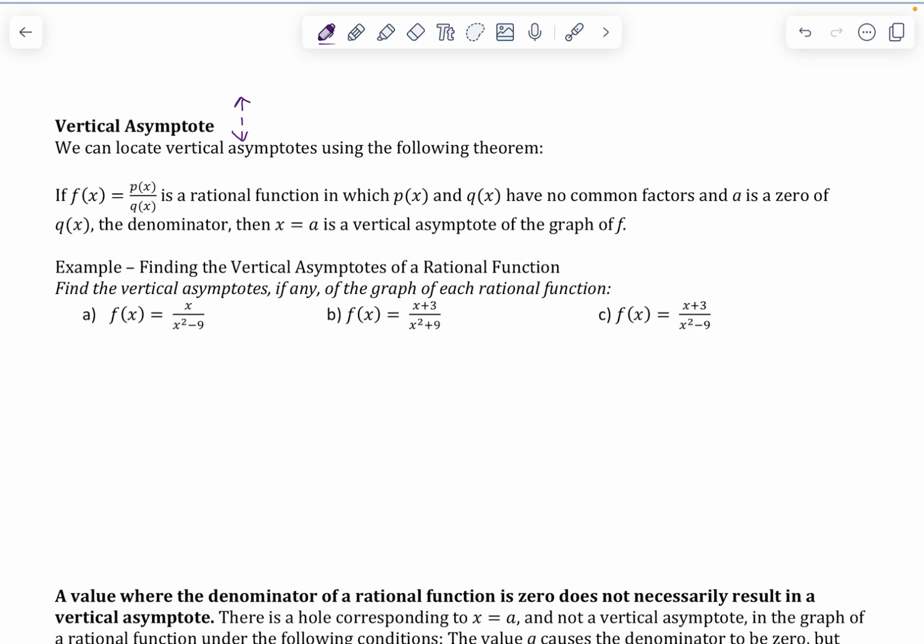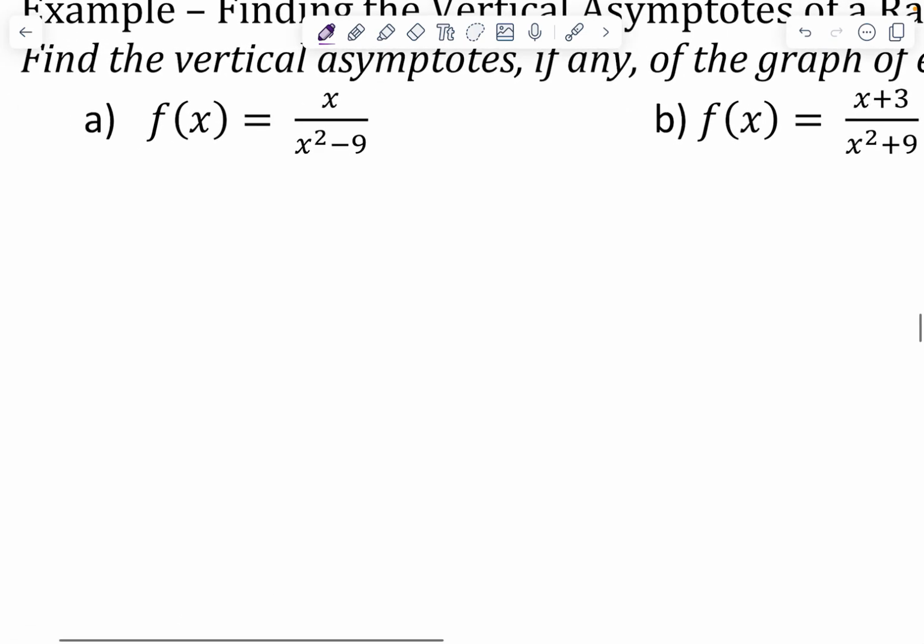So your book's theorem says that if the function f of x is a rational function in which p of x and q of x have no common factors, which means that we are simplified, and a is a 0 of q of x, the denominator, then x equals a is a vertical asymptote of the graph of f. So if we look at a, f of x equals x over x squared minus 9.